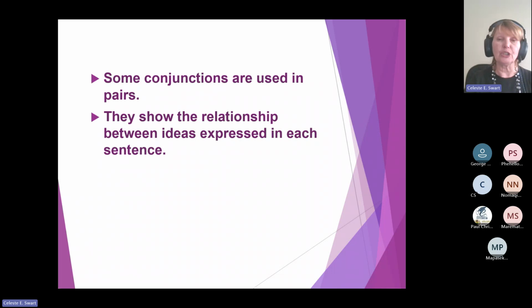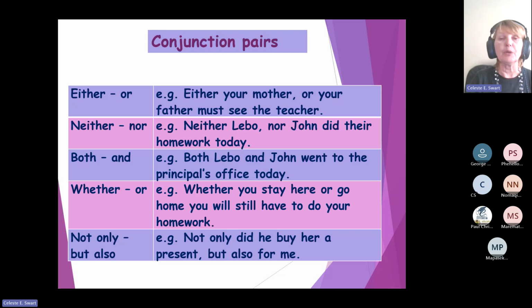Some conjunctions are used in pairs. That means they are used together. I mentioned them earlier. Neither nor, either or. Those are the sorts. They show the relationship between ideas expressed in each sentence. So let's look at some of them. When we use either or, we could say either your mother or your father must see the teacher.